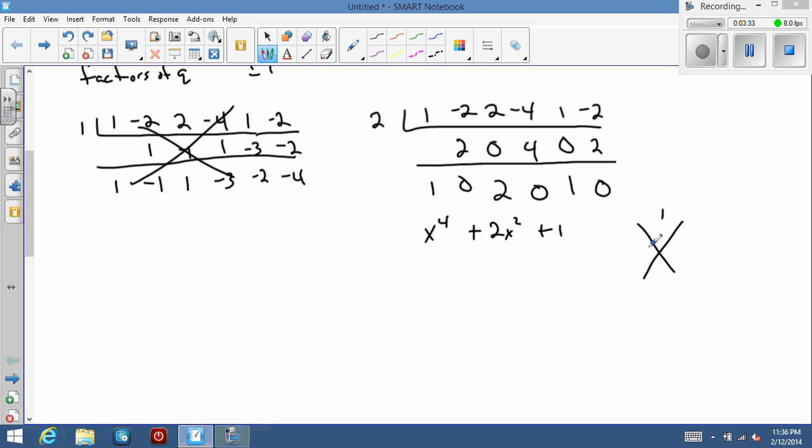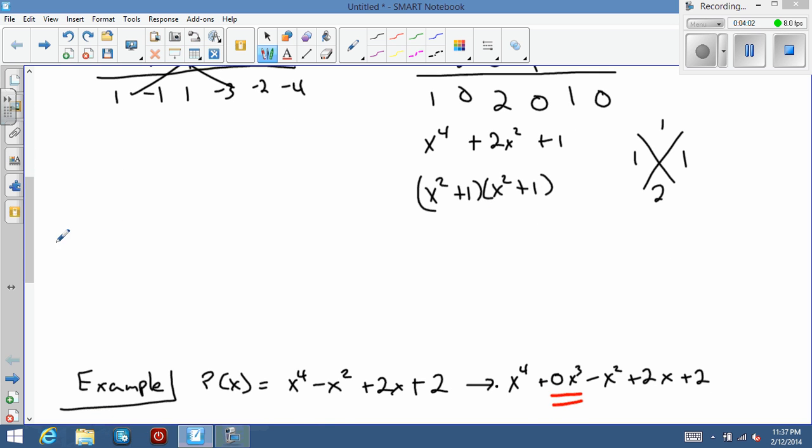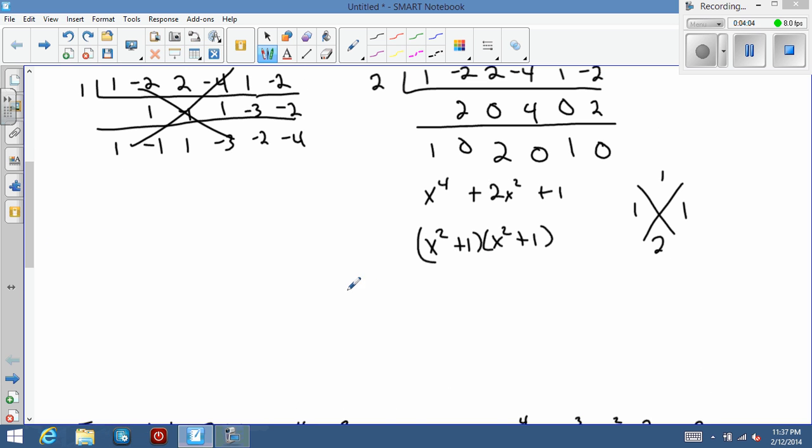So I'm going to have my product and sum. My product value is 1. My sum value is 2. The factors of 1 that add up to 2 would be 1 and 1. And now instead of writing x plus 1 and x plus 1, I'm going to put x squared plus 1 times x squared plus 1. And that's how I get my x to the fourth and then my x squared in the middle. So now I'm going to set each one of these equal to 0.